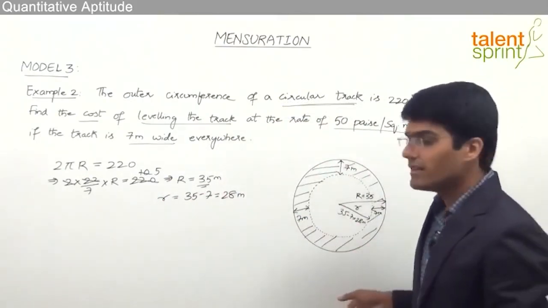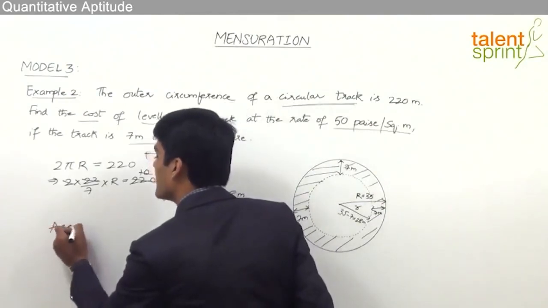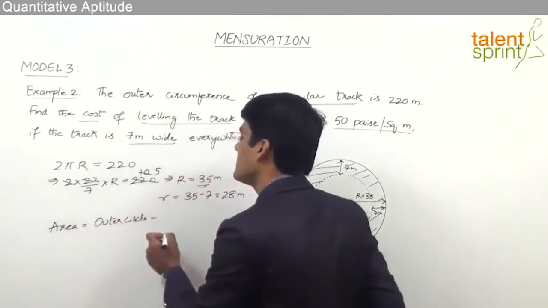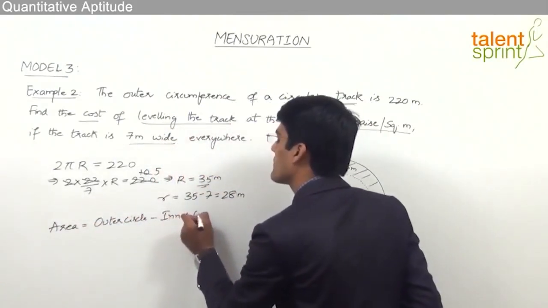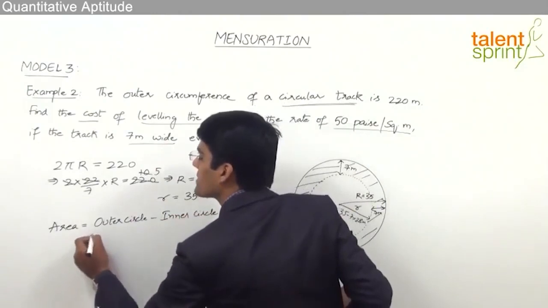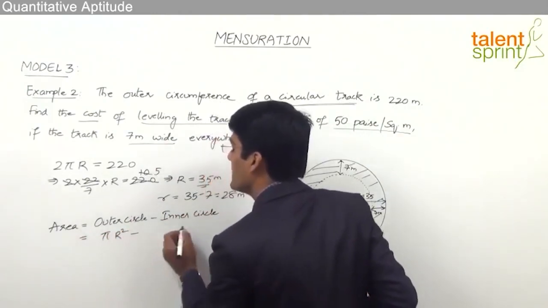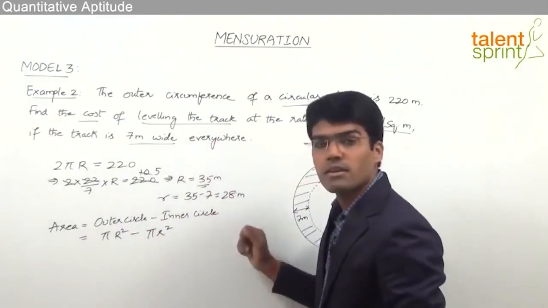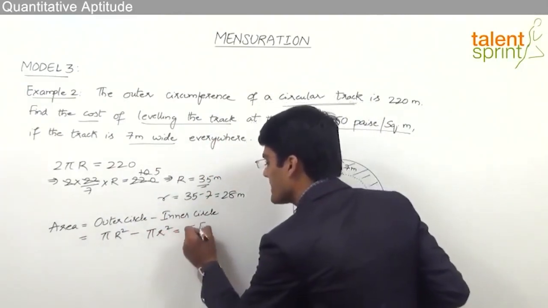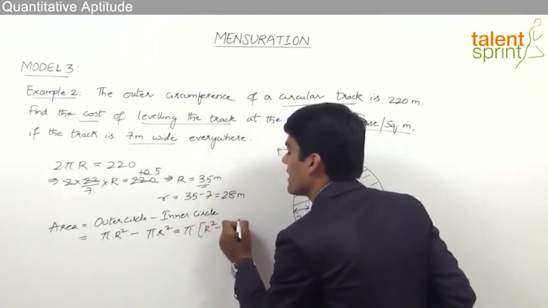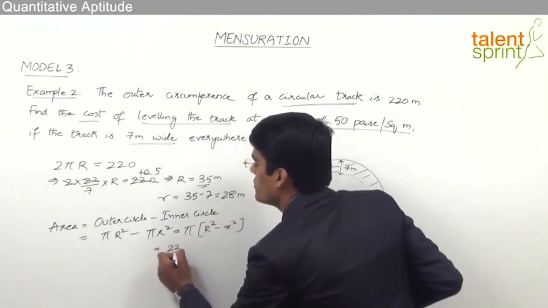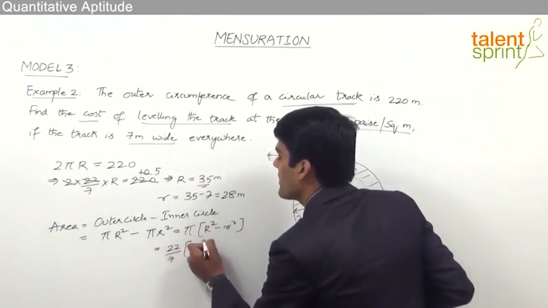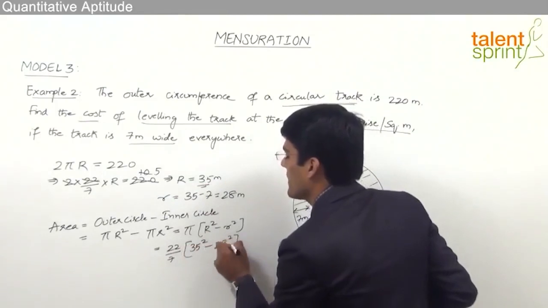Now to find out the cost of leveling the track, we should first know the area of this track. The area of the circular track can be taken as the outer circle minus the inner circle. Area of a circle is pi r square. So this will be pi capital R square minus pi small r square, capital R for the outer circle, small r for the inner circle. If we take pi common, we get pi into R square minus small r square. So by substituting the values, 22 by 7 is pi, capital R is 35, so 35 square minus small r is 28 square.